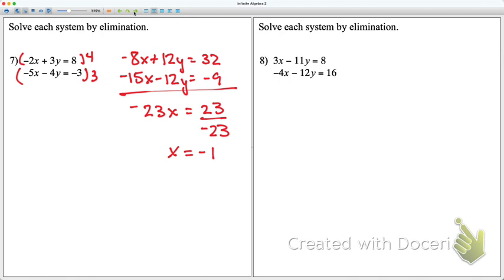And then plug that -1 back into either one of the original equations.